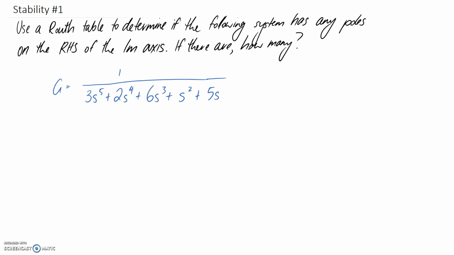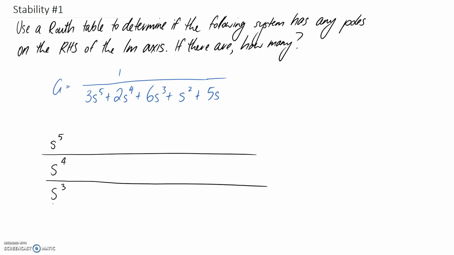If we look at the denominator here, the highest power of s we have is s to the power of 5. So when we set it up, we need a row for each power of s below that, down to s to the power of 0.